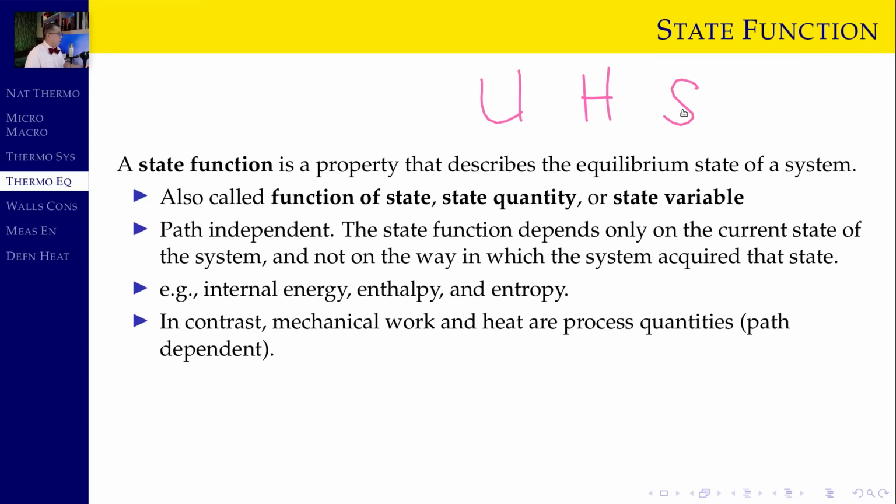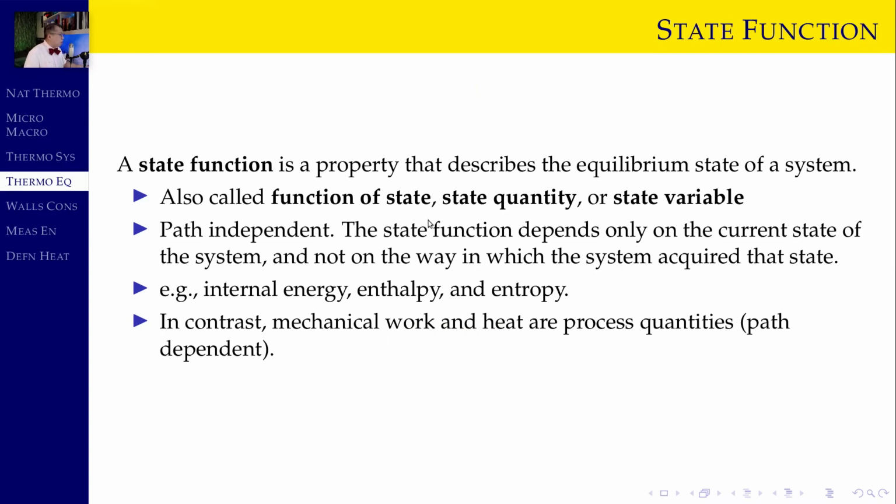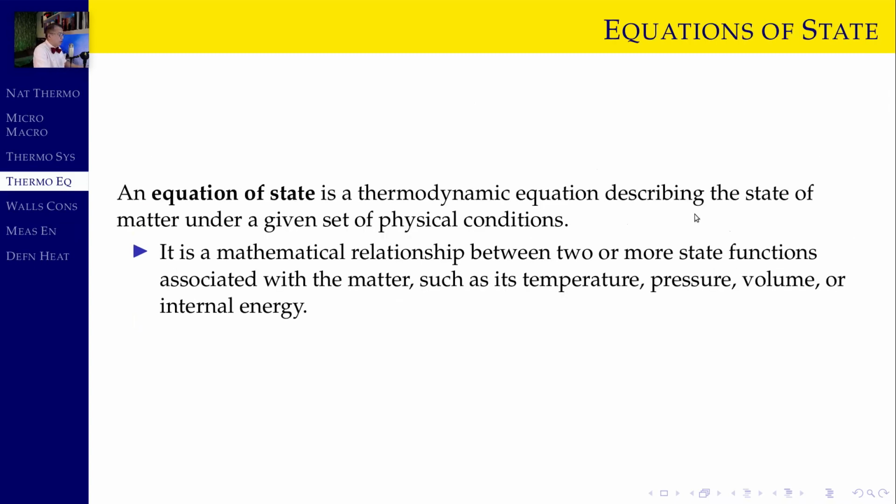A state function depends only on the current state of the system and not on the way in which the system acquired that state. In contrast, we have what we call process quantities, which are heat and work. Unfortunately, sometimes these are also called function or state function. They're not functions as in mathematical functions, but rather they are more like variables.